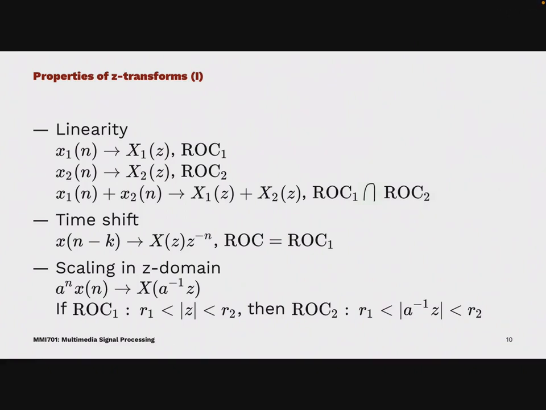Let us now talk a little bit about the properties of the Z transform. The first property is linearity. If you have two sequences, discrete time signals, x1 of n and x2 of n, with the respective regions of convergence, ROC1 and ROC2 in the Z domain, the linear combination of these two signals will result in a Z transform, which is a linear combination of the Z transforms of individual signals. And the region of convergence will be the intersection of the two regions of convergence.